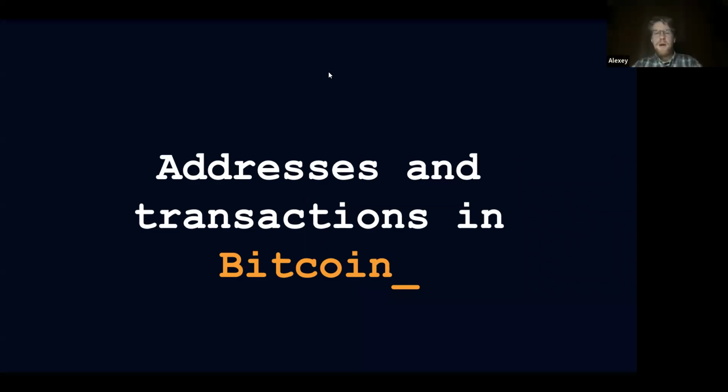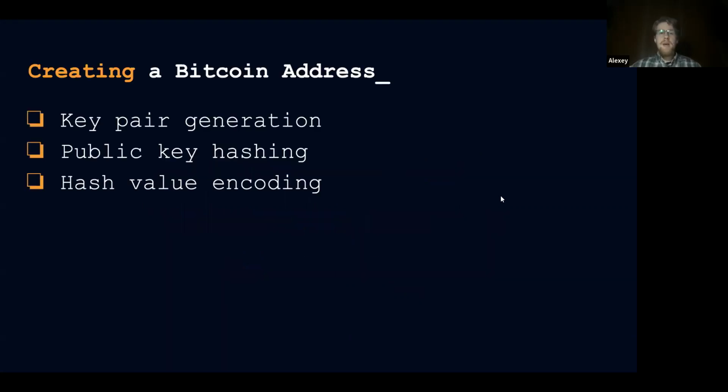Hi everyone. As you have probably read from the title of the lecture, we are going to talk about addresses and transactions in Bitcoin. In addition to that, we will also look at a few interesting graphs which provide some insights on the numbers and statistics of Bitcoin operation.